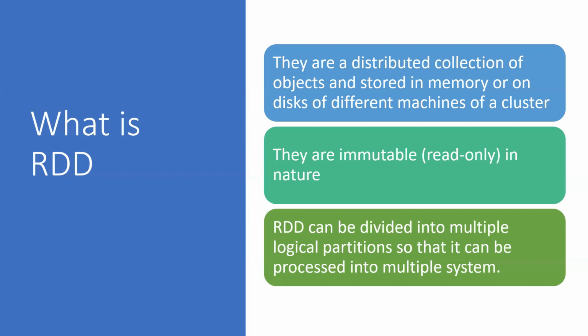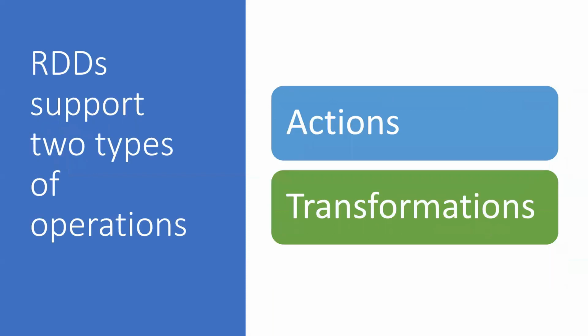RDD can be divided into multiple logical partitions. As I mentioned earlier, whenever it saves data into one RDD, it divides it into different partitions so that it can be processed on multiple systems. The second part is that RDDs support two types of operations, actions and transformations. So what exactly are action and transformation?